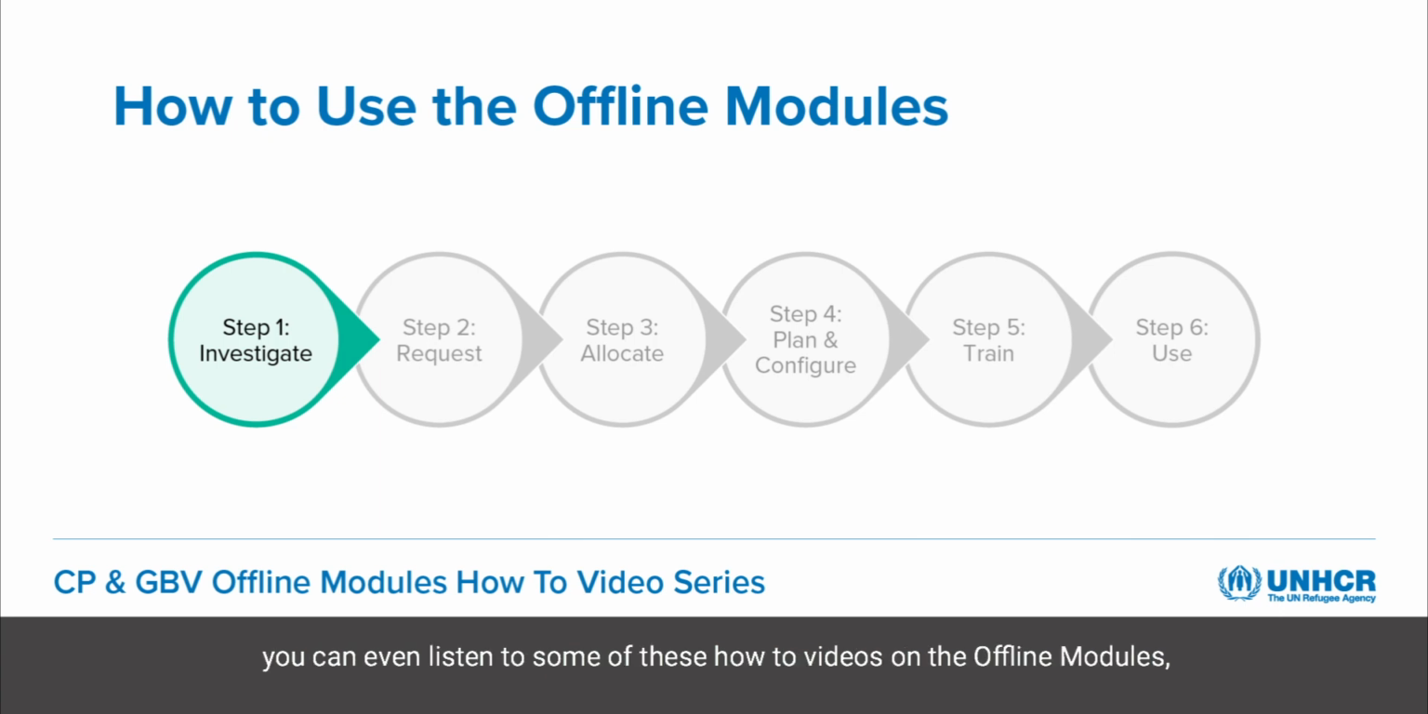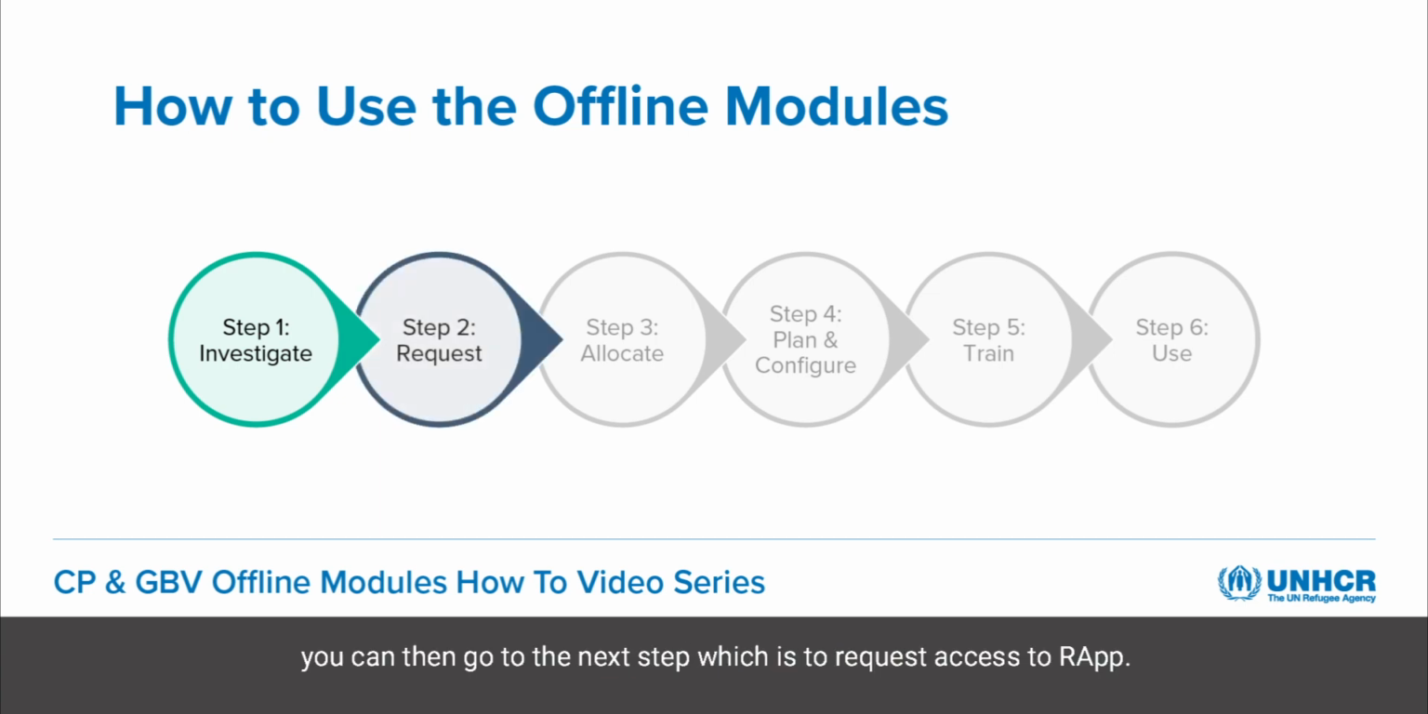You can even listen to some of these how-to videos on the offline modules to get an idea if the modules are an appropriate solution for your context with your specific setup. Once you've identified that the modules are an appropriate solution for you, or you think they are, you can then go to the next step, which is to request access to WRAP.